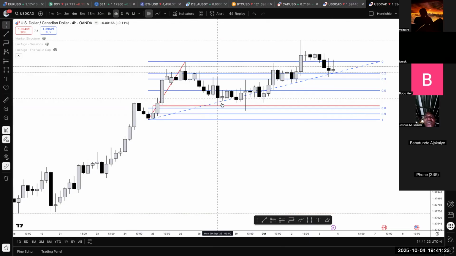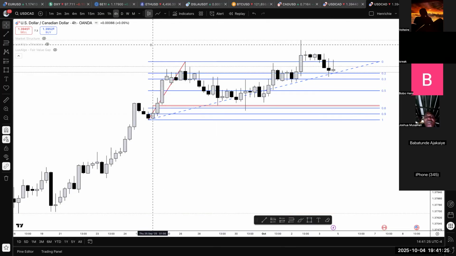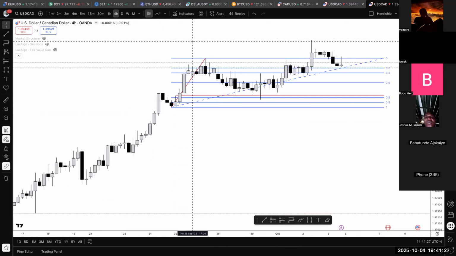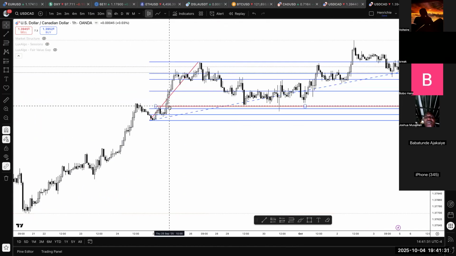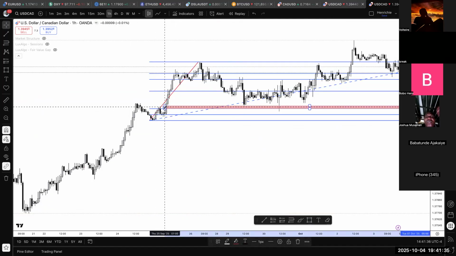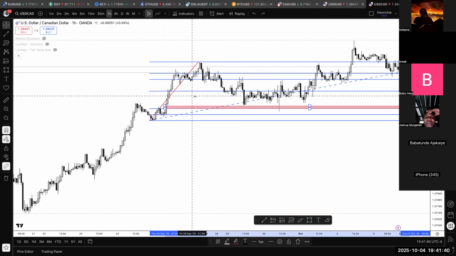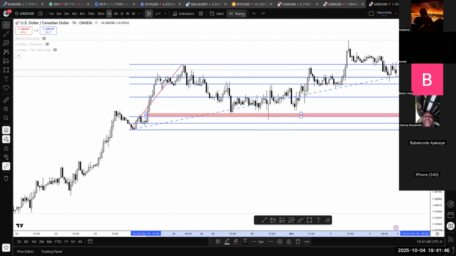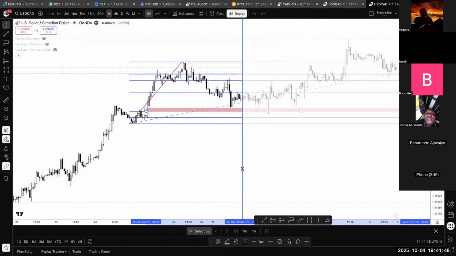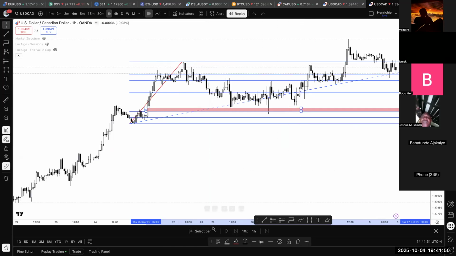Now, all I'm waiting for is for price to come into that inefficiency, and then I'll look for a shift in market structure. Now, I went to the 1-hour to align that 4-hour inefficiency with the 1-hour, and I can see clearly that the same inefficiency on the 4-hour aligns perfectly with a 1-hour inefficiency. So instead of waiting for a 15-minute break of structure when price mitigates this position, I'll wait for 5 minutes. And you can see price came into that position right here. We came into that position.